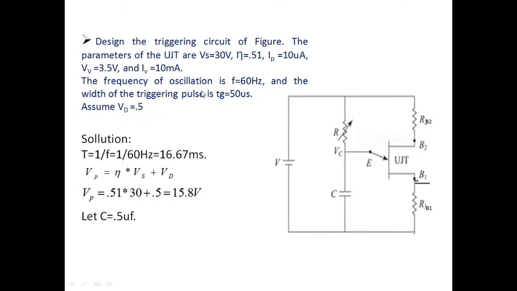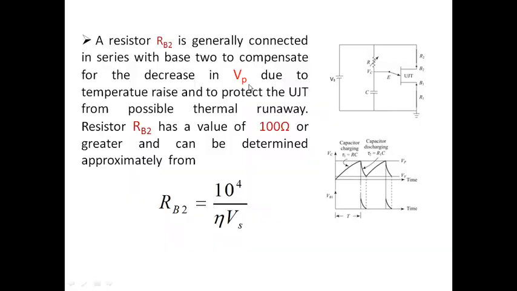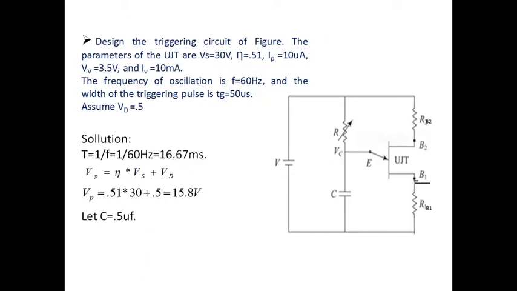The frequency of oscillation is 60 Hz, meaning we need to generate firing pulses after every 1 by 60 seconds. So 1 by f is 1 by 60 Hz, so 16.67 milliseconds is T. Okay, what is the formula for T?